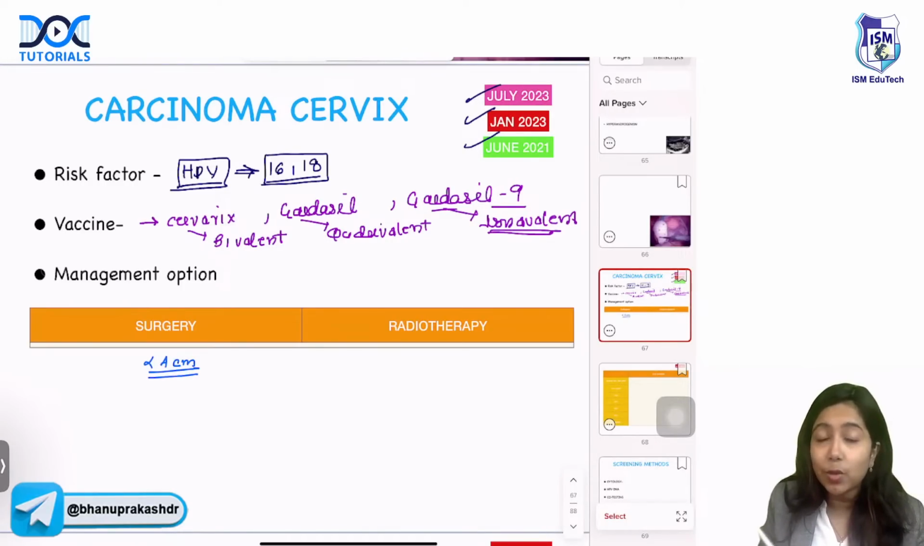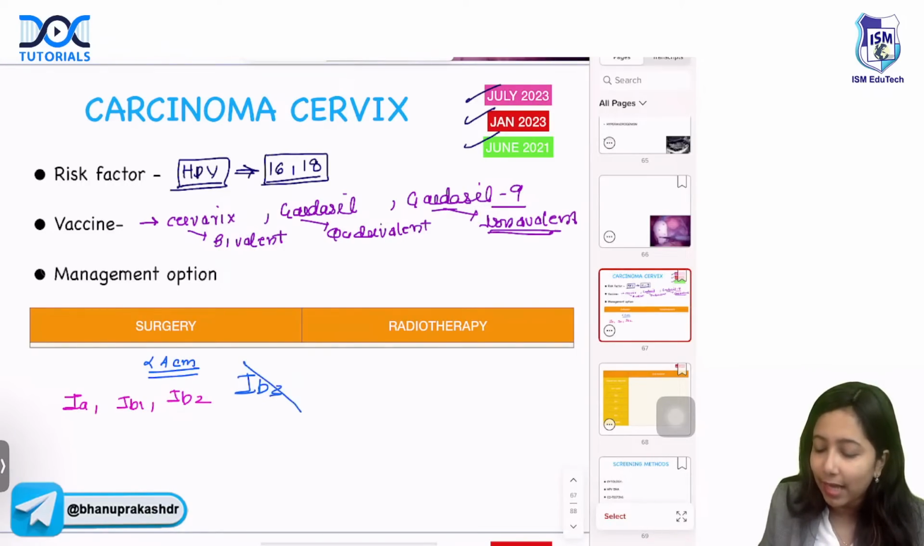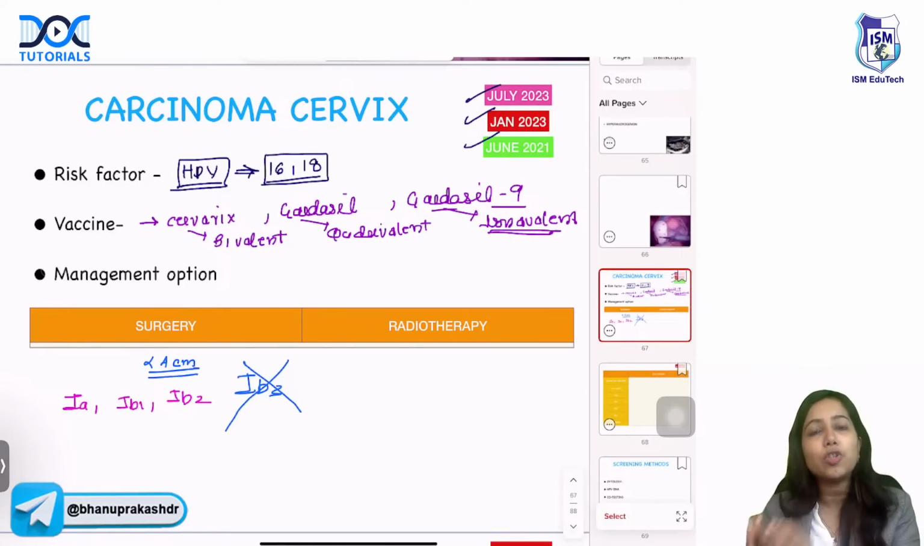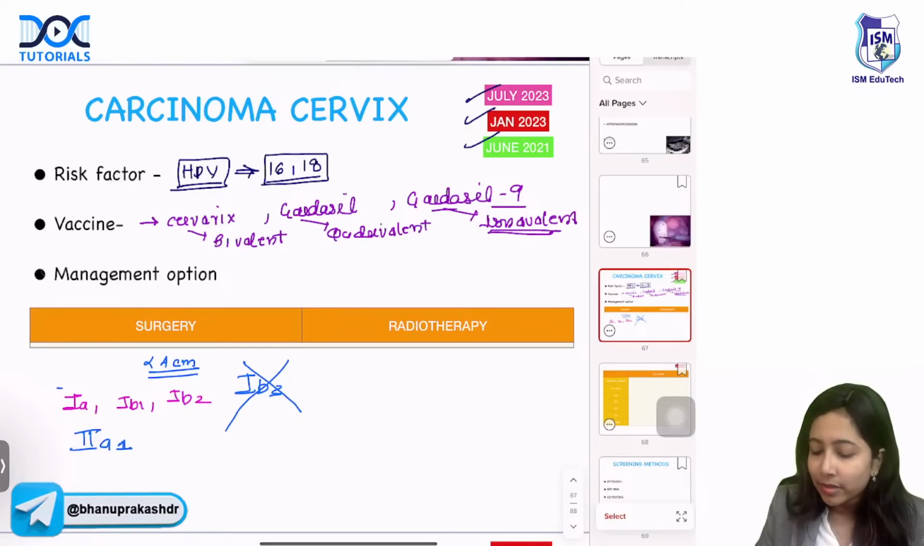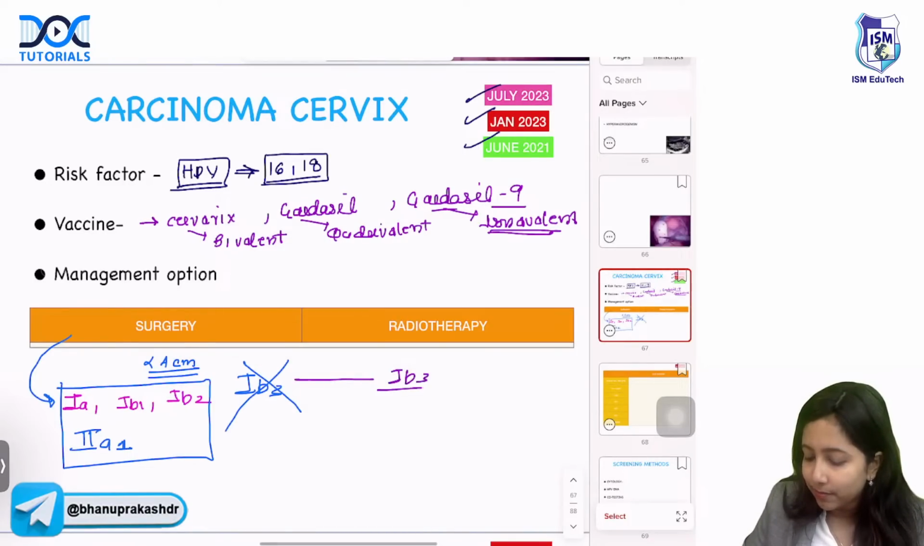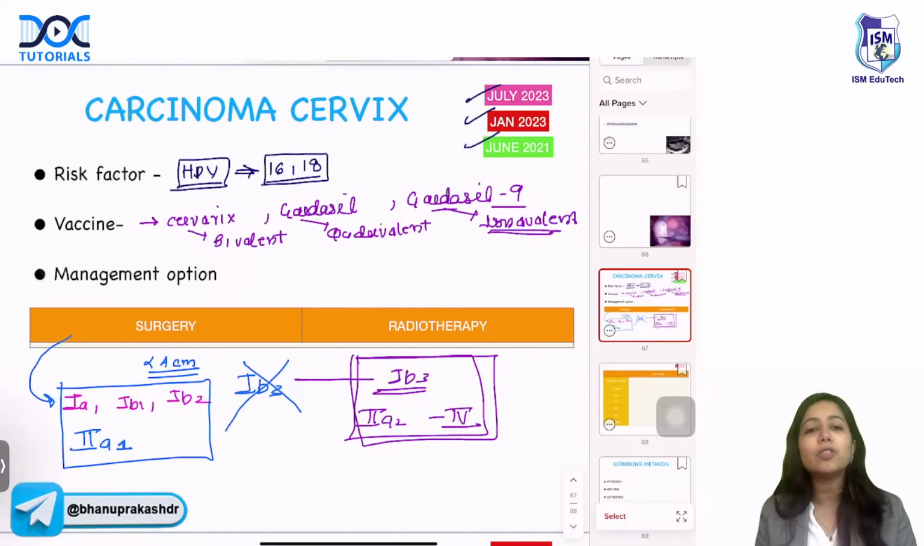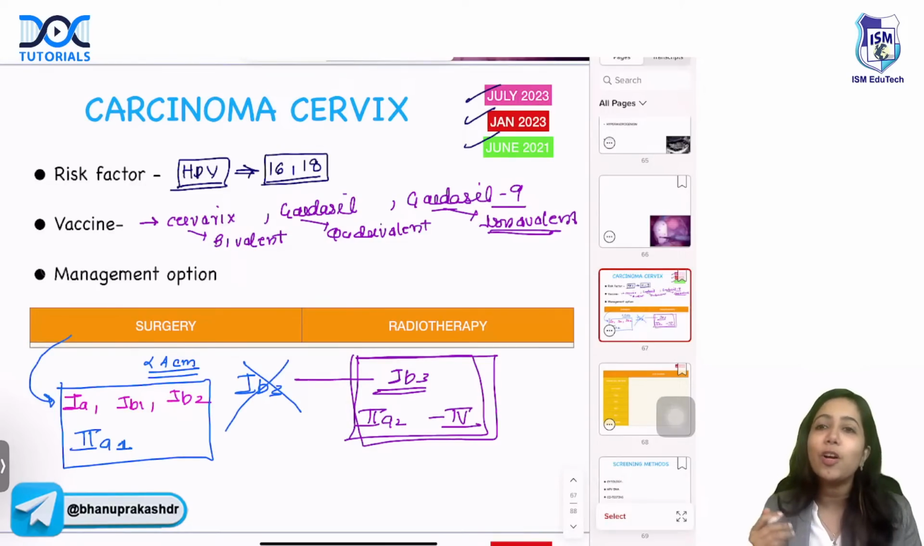So which are the stages in which I can go for surgery? The stages include patients who are in stage 1A, 1B1, 1B2. Is 1B3 included? No. So I want you to write a big 1B3 and cut over it. 1A, 1B1, 1B2, and 2A1. These are the stages where you will go for surgery. Anything apart from this, your management is radiotherapy. That means in 1B3, 2A2 till 4, your management is radiotherapy. Is it clear? If the size is less than 4 centimeter in 1A, 1B1, 1B2, as well as in 2A1, surgery; anything apart from this, you will go for radiotherapy.